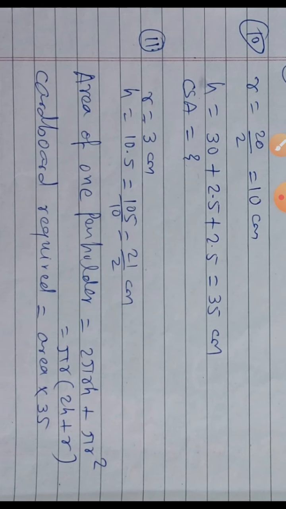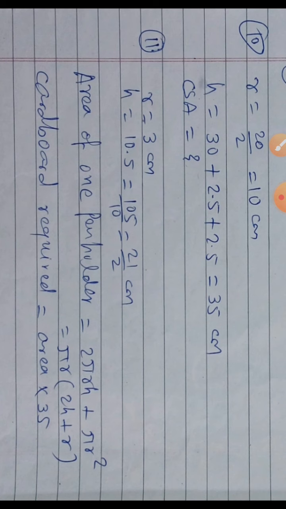So in 11, last one, R equal to given 3, S equal to given 10.5. Okay, point is removed, 105 by 10, then it is converted into simplest fraction 21 by 2. Okay, they are divided by 5, so becomes 21 by 2. Now area of one pen holder, not at a time of 35. First of all, find of 1.